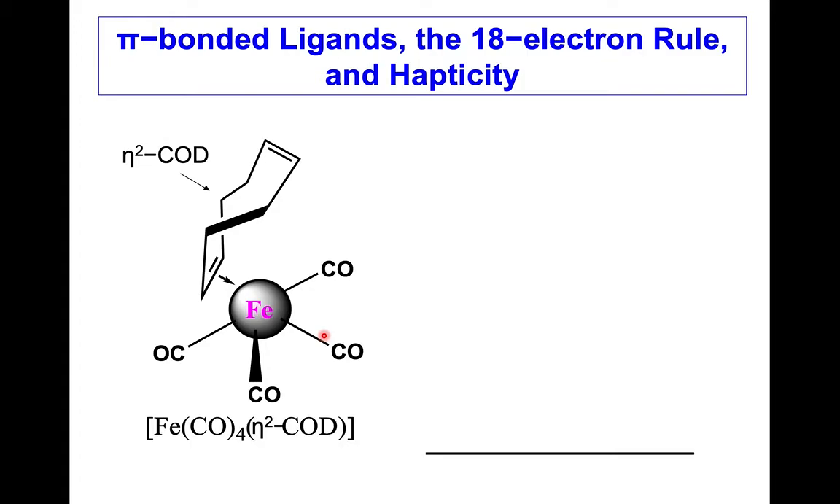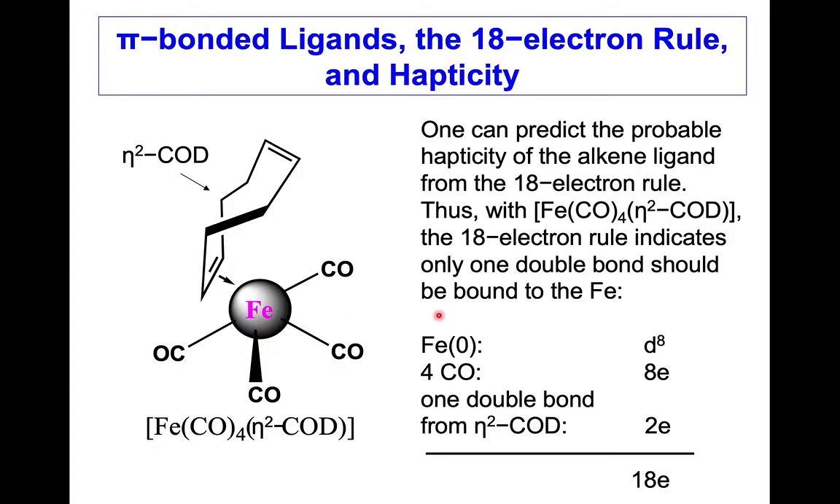Okay, and so we can run into scenarios like this. So we have an iron center, we have 4 carbonyls, and we have an η2 cyclooctadiene, and let's do the electron count for this. So all the ligands are neutral, the complex is neutral, and so this is iron 0 that we have here. Iron 0 is a d8 metal. COs are easy, 1, 2, 3, 4 COs contribute 8 electrons. And then 1 double bond from cyclooctadiene gives us 2 more electrons to bring us up to 18.